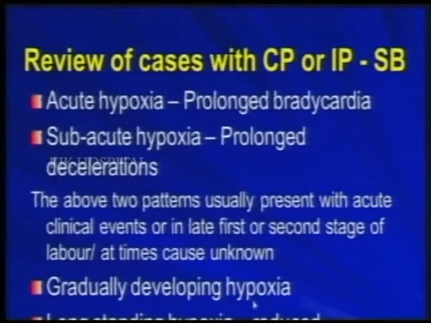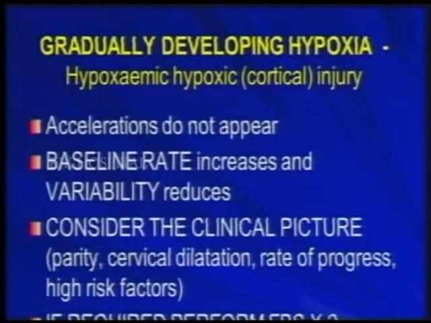Now gradually developing hypoxia, the deceleration goes on for a very long time with the features I mentioned: rise in the baseline rate, reduction in the variability, and increase in the depth and duration. Now some babies, unfortunately, at the beginning of labor itself, they might have hypoxia and acidosis, and they present with no accelerations, markedly reduced baseline variability, and shallow deceleration. So I'm going to rapidly show you how the patterns look like.